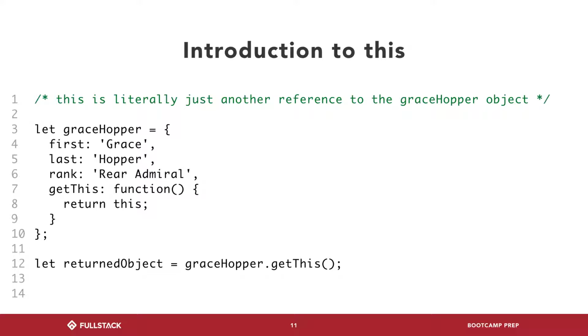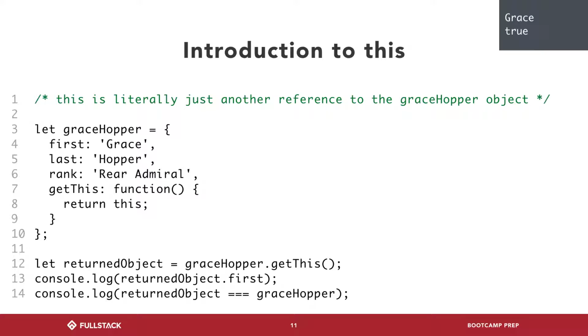Yep. And then here, if I do something even more blatant, and I say return object equals Grace Hopper dot getThis. getThis is a function that returns literally this. If I console log out the dot first property, I can see that I get Grace. And then once again, if I do return object equals Grace Hopper, I get back true.